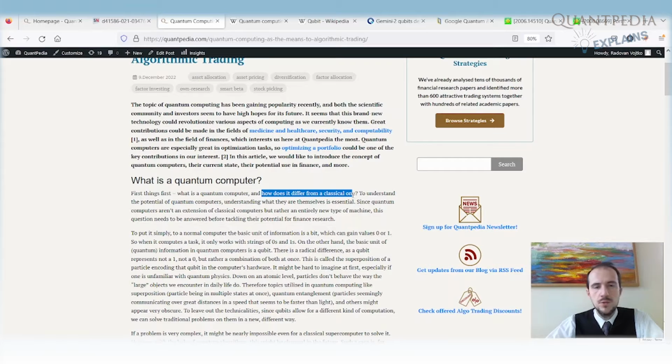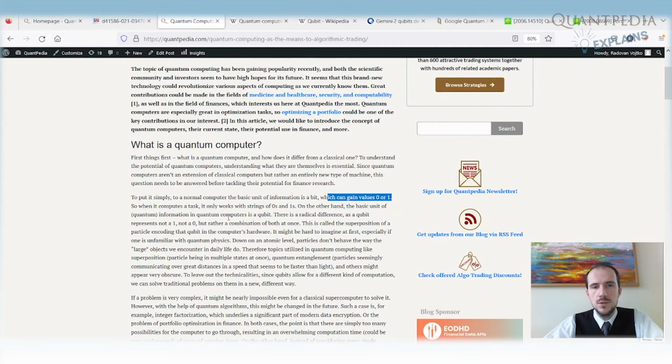To understand the potential of quantum computers, we must understand how they are different. In a normal computer, the basic unit of information is the bit, which can have a value of 0 or 1. So when the computer is doing a task, it works with strings of 0s and 1s. On the other hand, the basic unit of quantum information in quantum computers is a qubit. It's really, really different from a classical bit. It doesn't represent 0, and also not 1, but a combination of both at once.